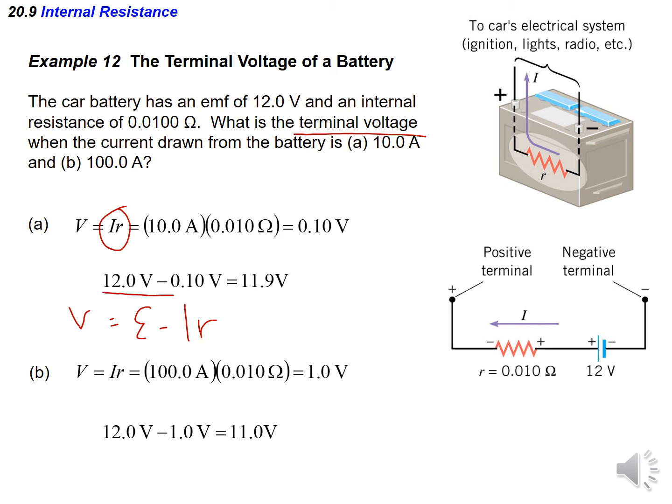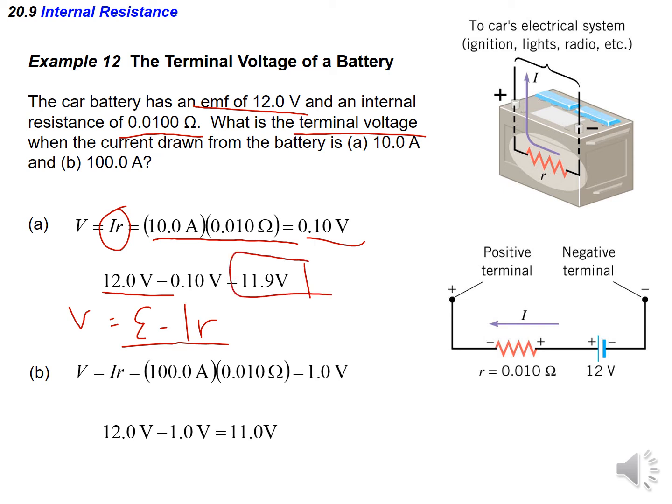electromotive force. In this problem, the value of electromotive force is 12 volts. Internal resistance is 0.01 ohm. So we can compute for the V or the IR. That's equal to 10 multiplied by 0.01. The value of the voltage is 0.10 volts. Then subtract that from the value of the electromotive force. So that's simply 12 volts minus 0.1. So we have 11.9 volts as the terminal voltage.